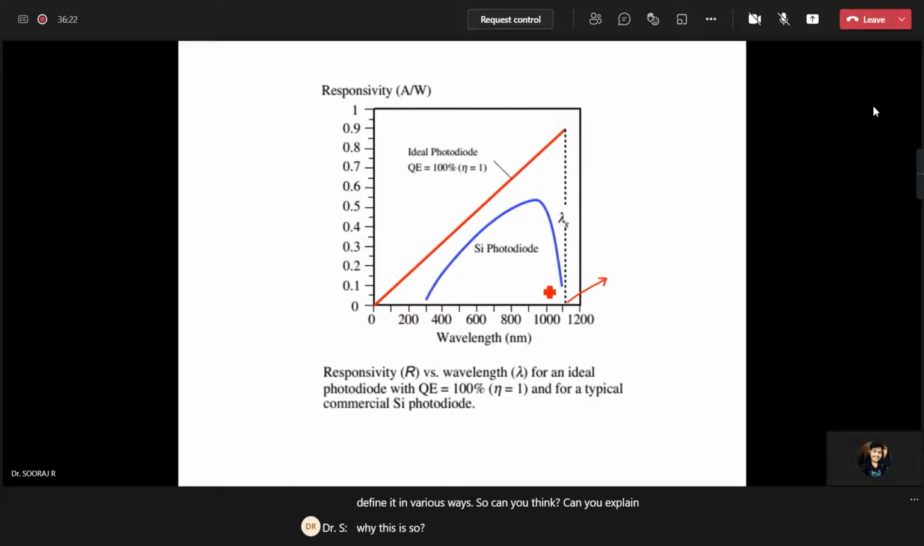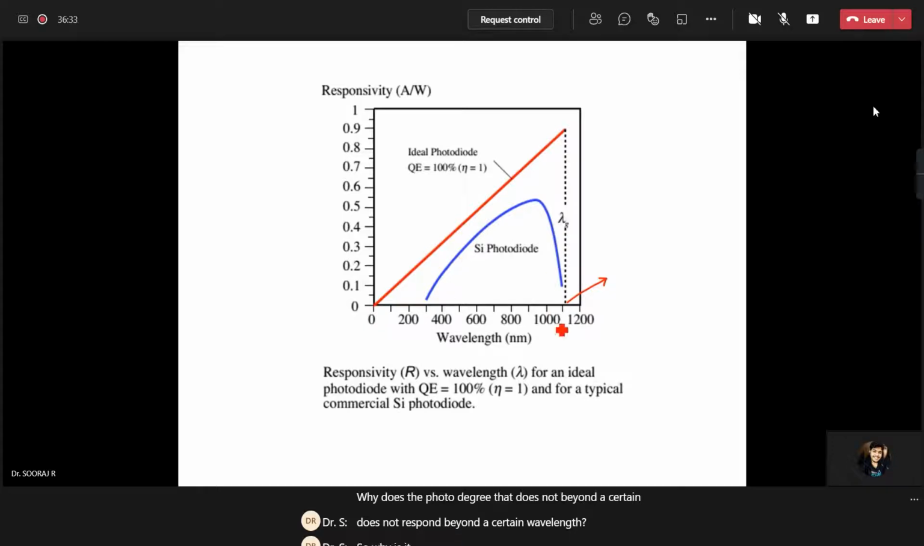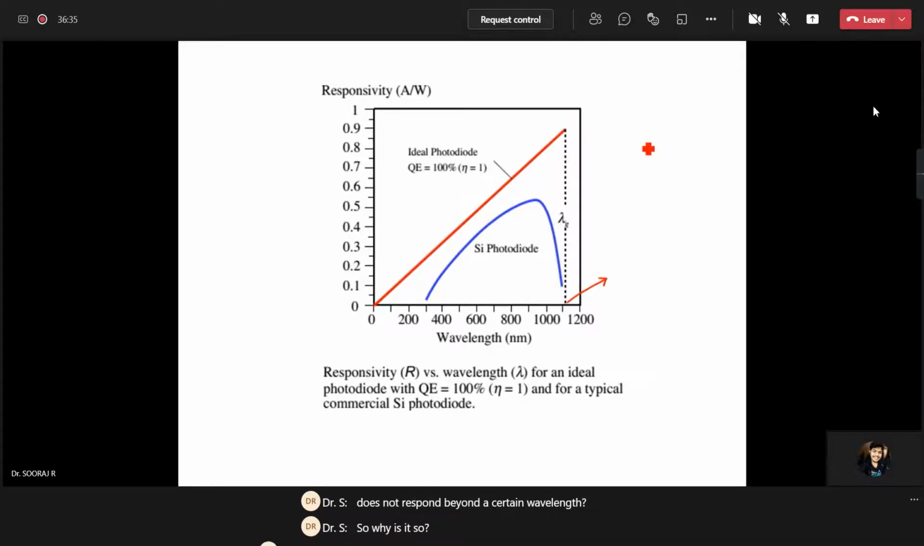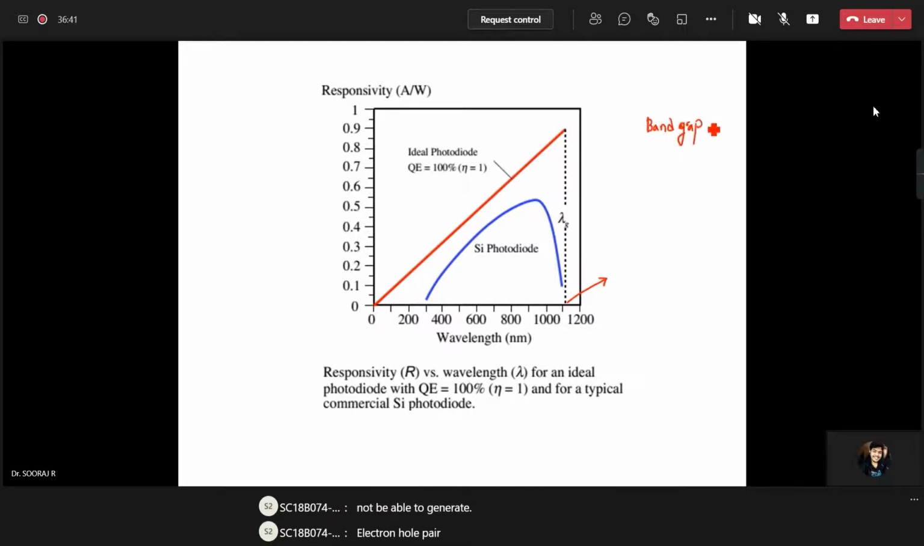Why does the photodetector not respond beyond a certain wavelength? So why is it so? As wavelength increases, the energy will decrease, so it will not be able to generate an electron hole pair. So it's all because of the band gap.